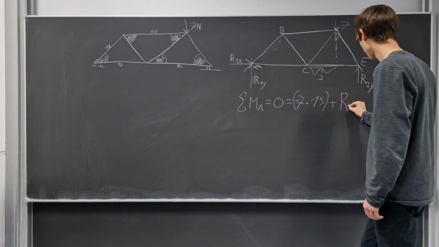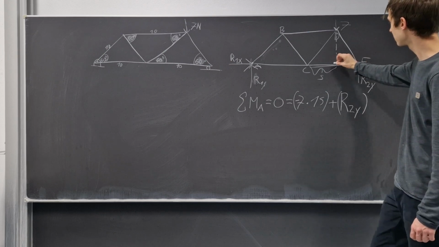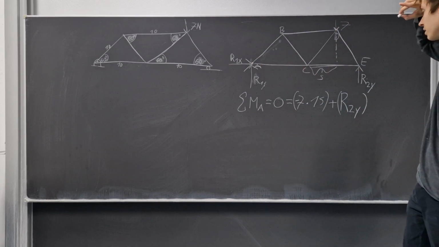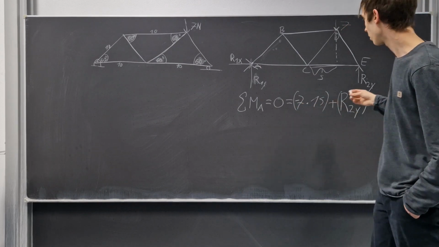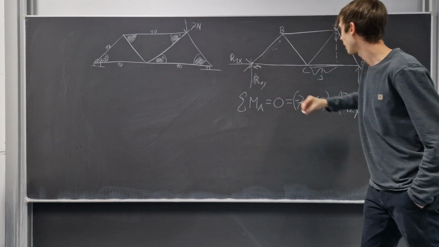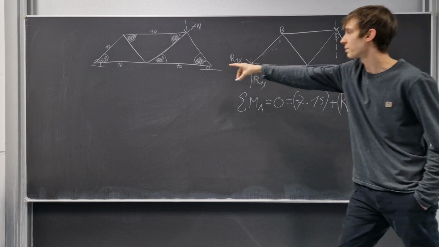So R2Y multiplied by its distance. Its distance is these whole two sides, the perpendicular distance. And the perpendicular distance is not even confusing for beginners now, because it's directly the distance, since it goes along the axis basically. So how much is it? 2 sides, that's 2 times 10.